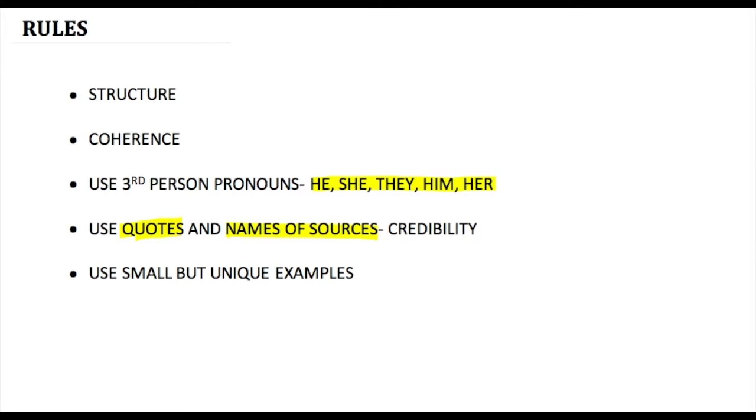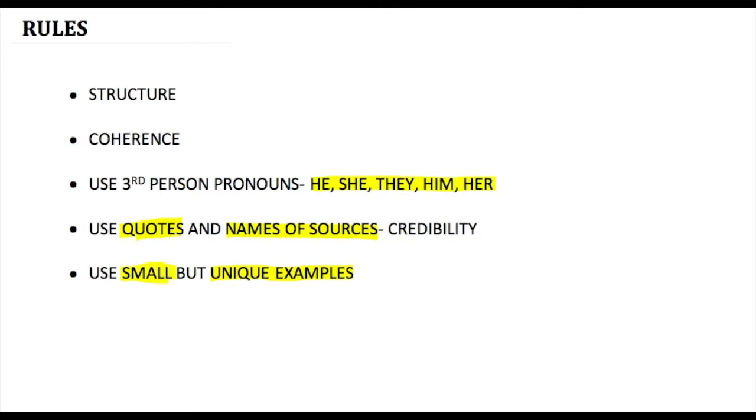The last one is use small but unique examples. If you want to use examples, make sure that they are small and they are unique. The reason for this is twofold. First, long examples are confusing and make the essay uninteresting. And secondly, essays in this exam are short compared to essays in other examinations. So you have to be very crisp and very precise with your examples. These are the five basic rules that you can follow when you're writing an essay.